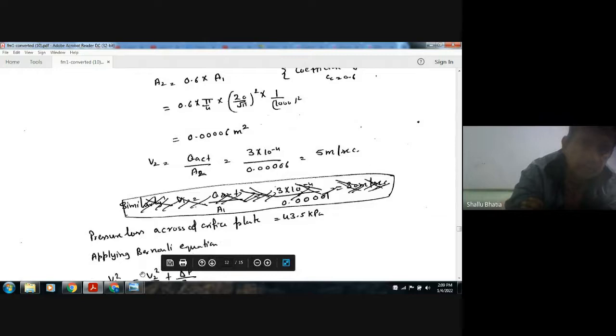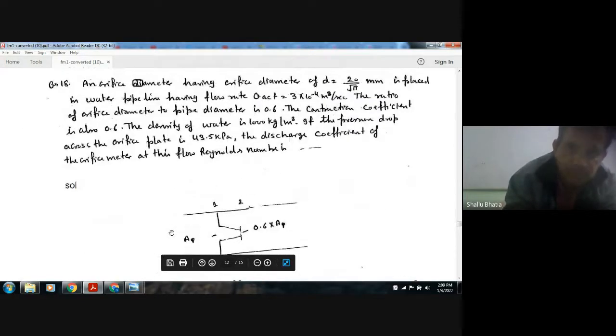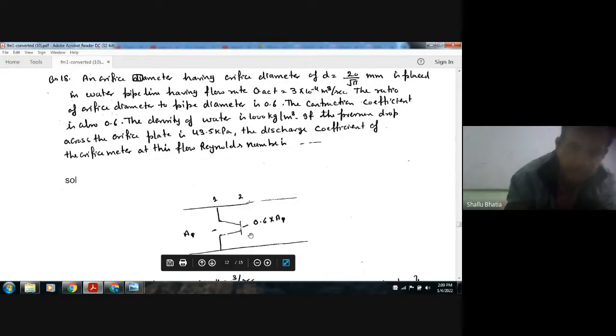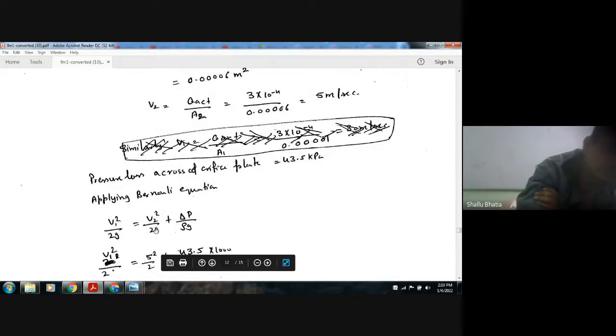The pressure loss between 1 and 2, the pressure drop across the plate, is 43.5. So here and here the pressure loss is 43.5. Since there is a loss in pressure, we add the pressure head to the velocity head at section 2 and equate it to the velocity head at section 1. From this we can find the velocity.